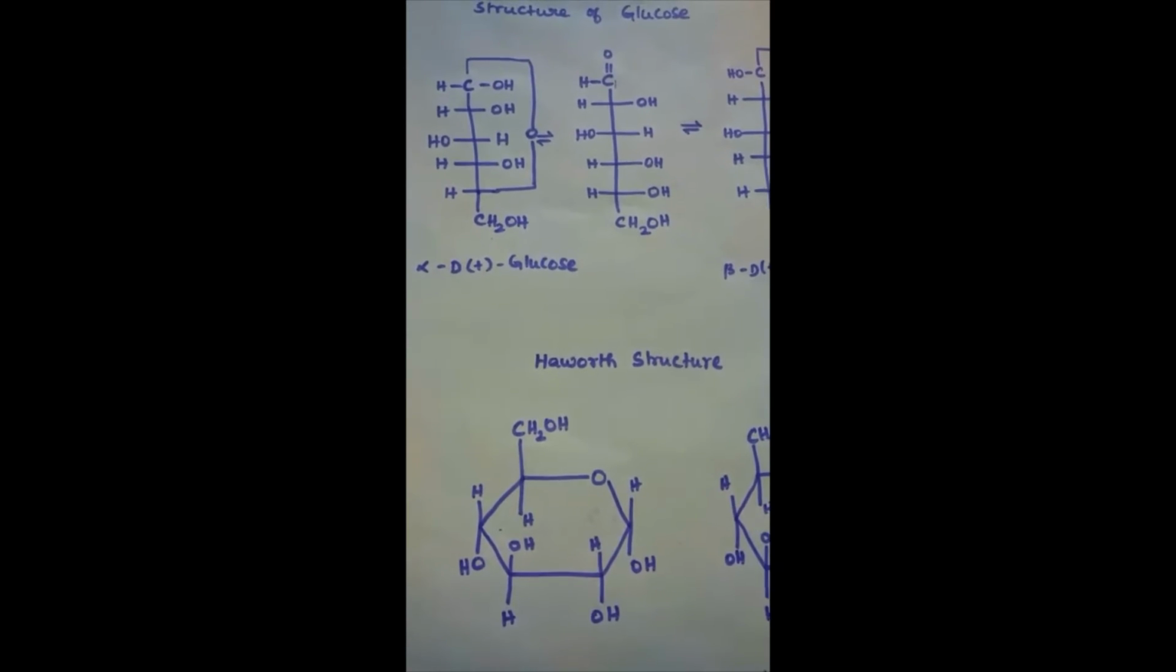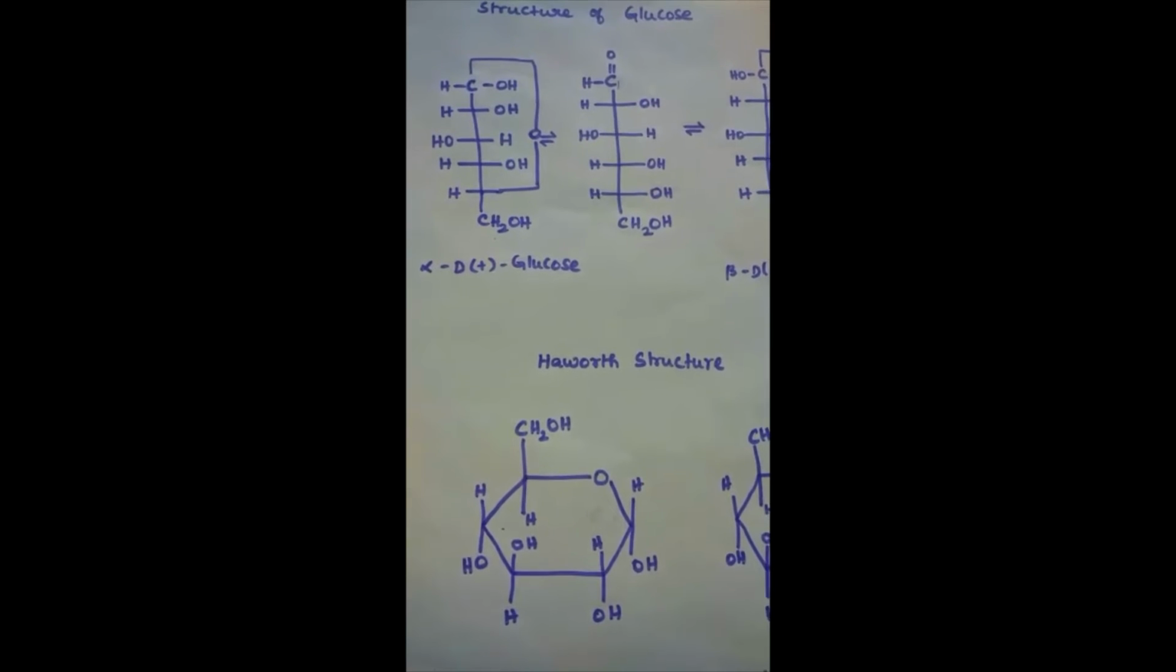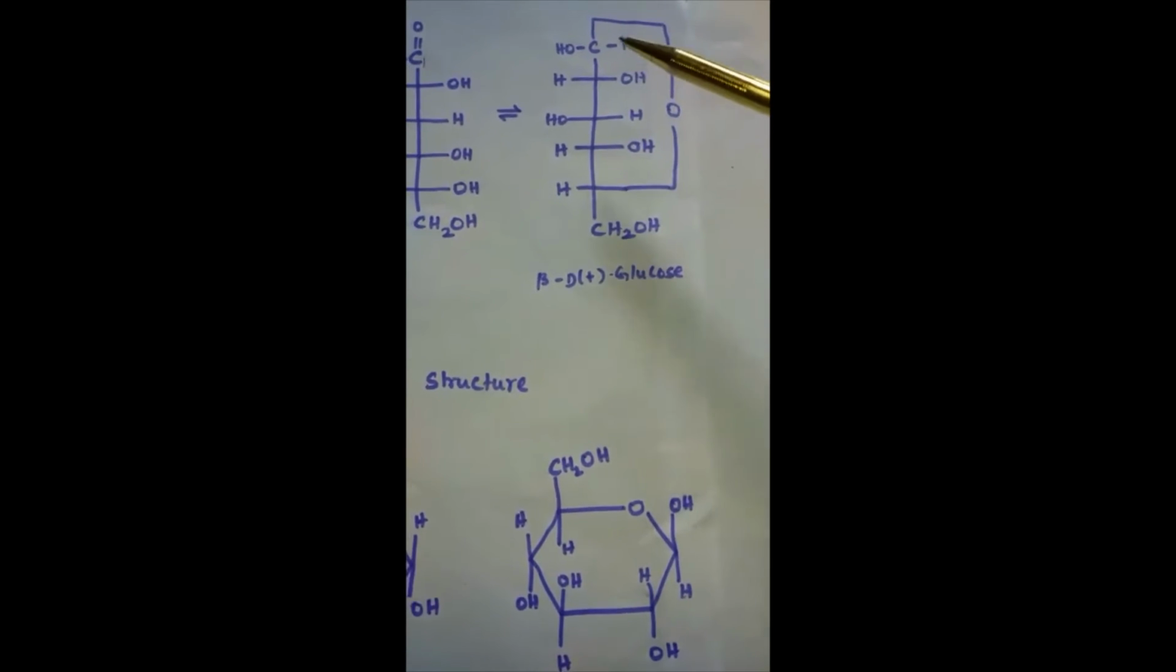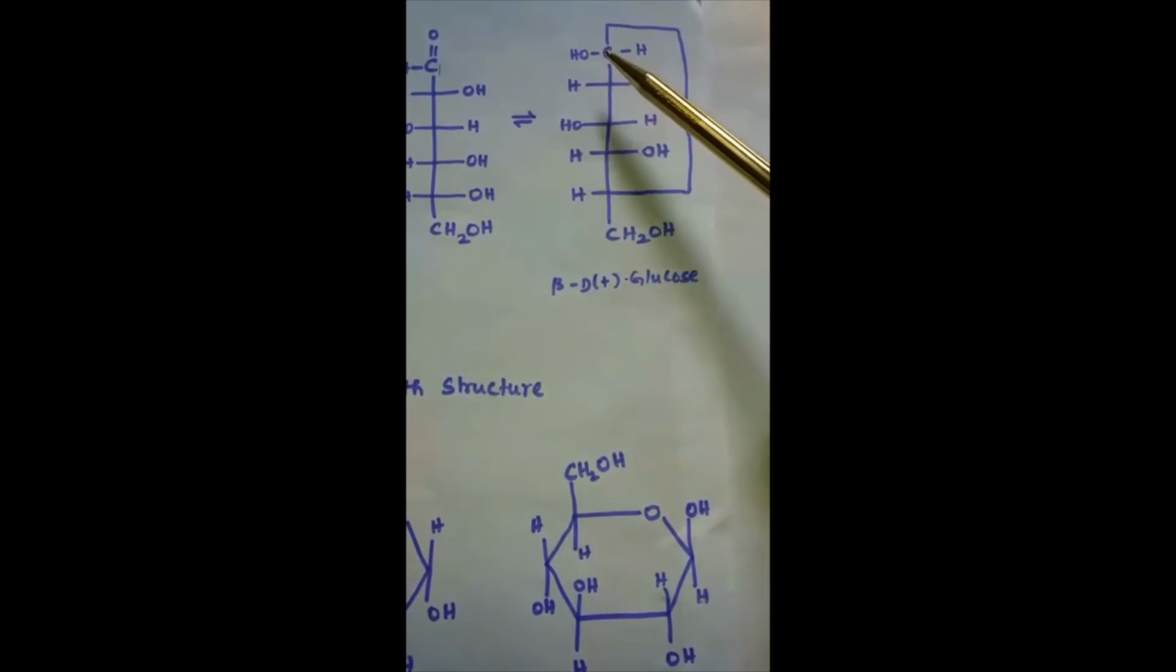Let's see how to draw the beta D glucose structure. While drawing the Haworth structure of beta D glucose also, the same method has to be followed. That is, the left hand side groups are written at the top and the right hand side groups are written at the bottom. Here we are having OH, first carbon atom OH in the left hand side. So it is written at the top. Second is hydrogen. So it is written at the top. Third is OH. It's written at the top.